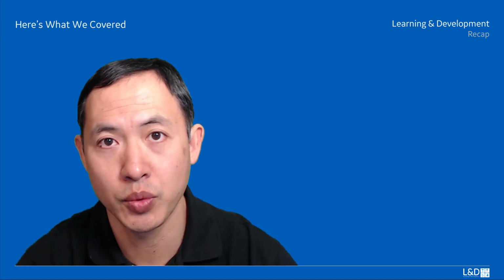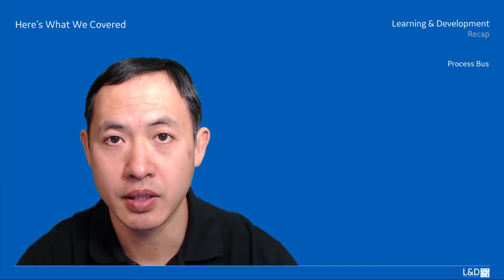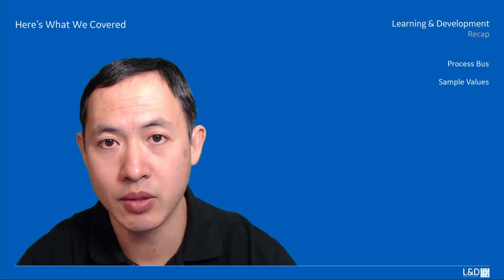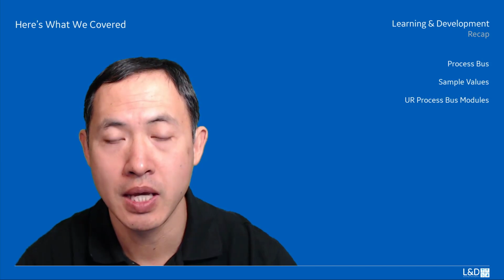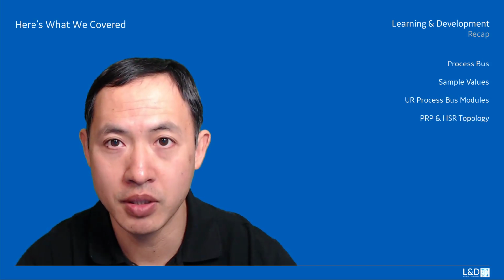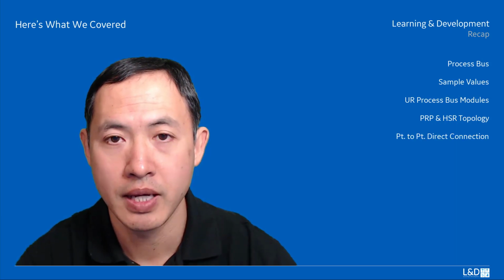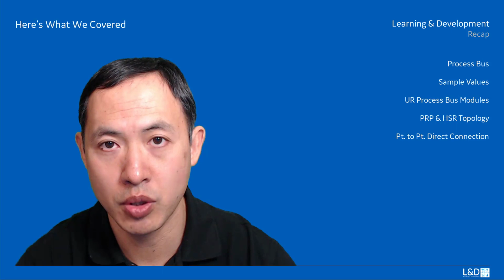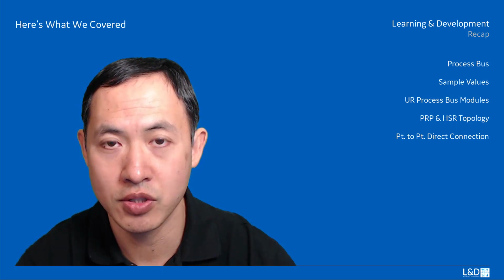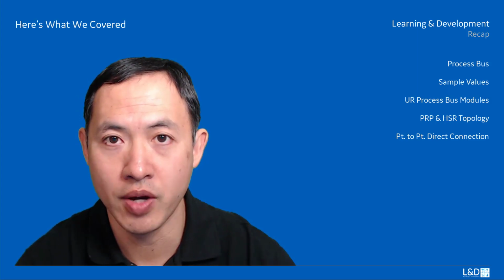So now let's recap what we learned in these modules. In the beginning, we reviewed the process bus from the training CD, and then the concept of the sample values. And after that, we introduced the UR, different types of the process bus modules, and also the topology of the PRP, HSR, point-to-point direct connection, etc. And in the demonstration part, we first demonstrate how to do a direct connection point-to-point, and this will be the same function like the UR-H81 process bus with the hot fiber brick.